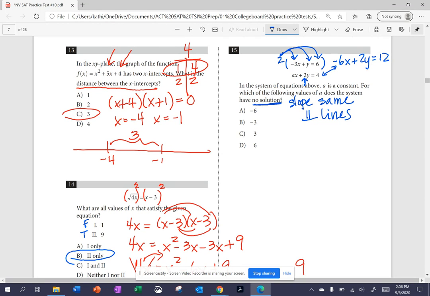Now I'm looking at these two. Here I would have the same ratio now. So a equals negative 6.